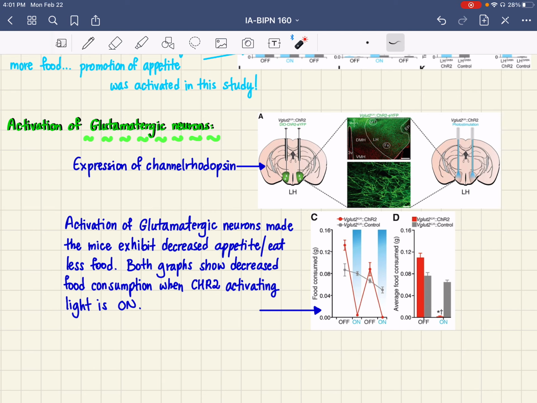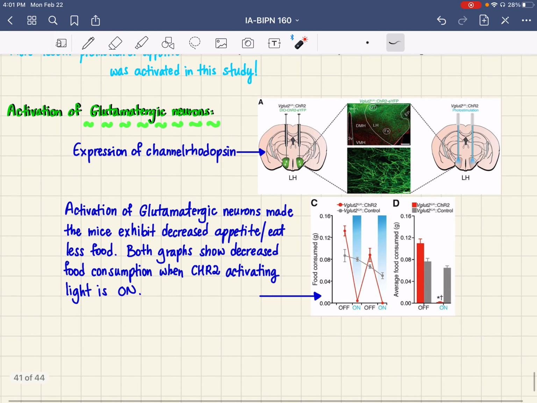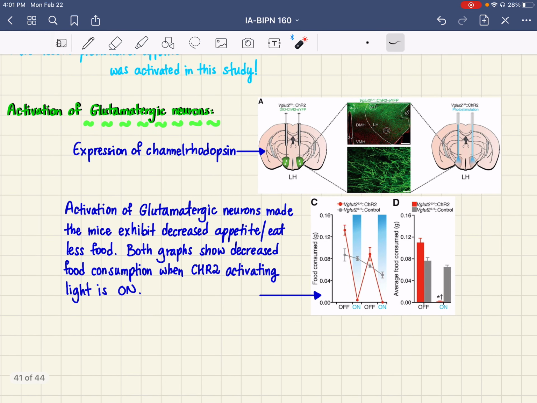Again, this study used channelrhodopsin. And channelrhodopsin will allow us to activate different neurons, right? In this case, the glutamatergic neurons. Activation of the glutamatergic neurons made the mice exhibit decreased appetite and simply eating less food, right?